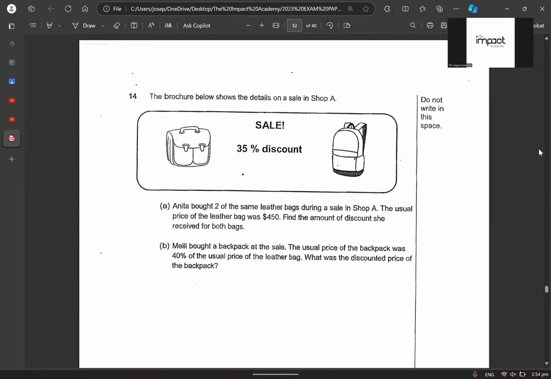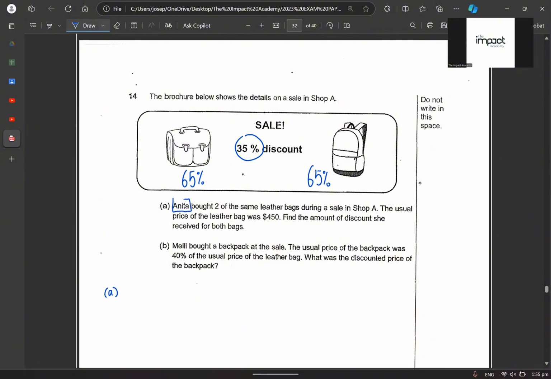Now, let's move on to the next question, which is question number 14. As you can see over here, it says that the brochure below shows the details on the sale in shop A. If you were to buy these bags, you are getting a 35% discount. Because I know that it is 35%, it basically means that I am only paying 65% over here and also 65% over here. Okay, so let's solve A.